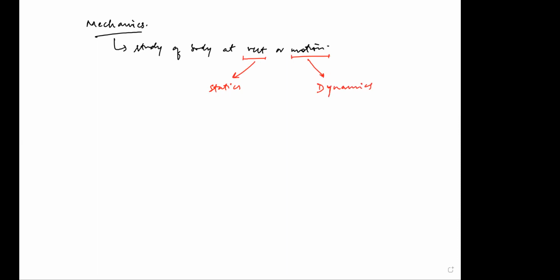In statics, you will simply learn the study of an object, due to its interaction, that remains at rest or in equilibrium. That is called statics. Next is the study of a body which is in motion. So we mainly divide this dynamics into two parts. First, consequences of motion, and second, causes of motion.